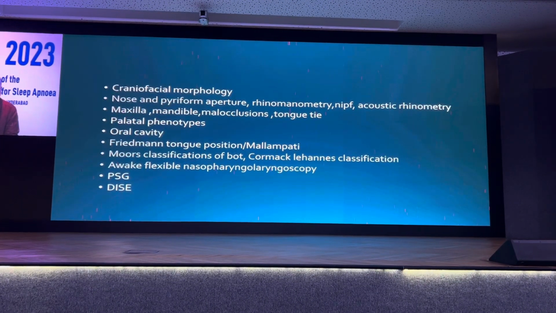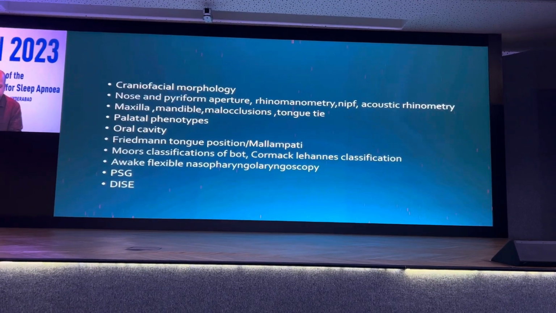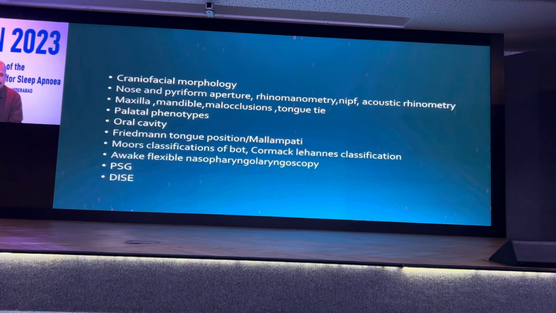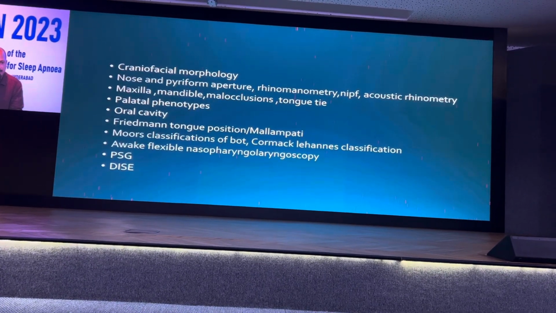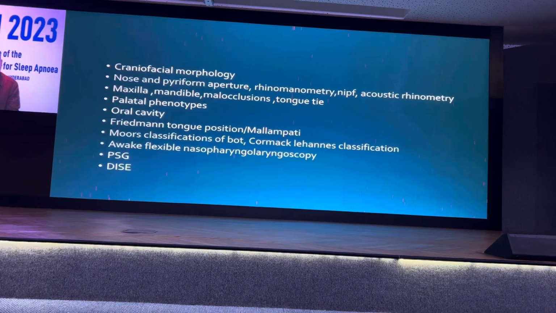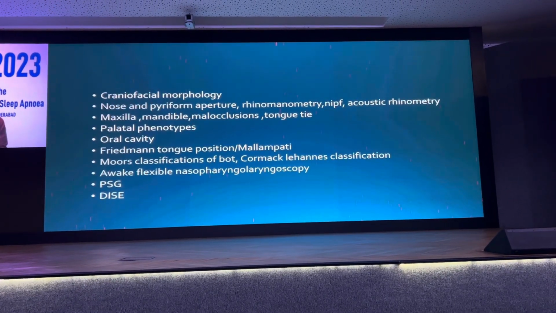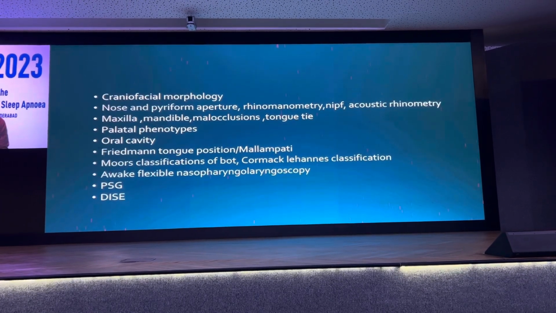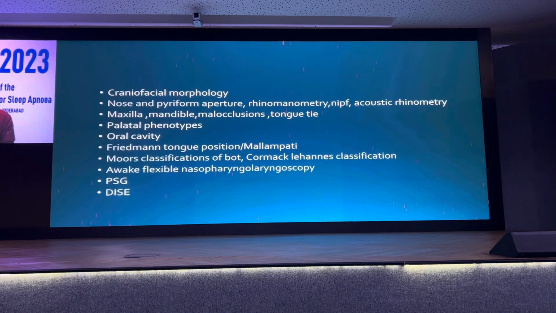Is there any history of allergic rhinitis? Are there any symptoms of allergic rhinitis? Any signs of allergic rhinitis? And we can assess these by objective measures. We can use rhinomanometry and acoustic rhinomanometry, which can tell us the airflow and also the resistance. Acoustic rhinomanometry helps in assessing the surface area. And we're going to talk about palatal phenotypes in the further slides.